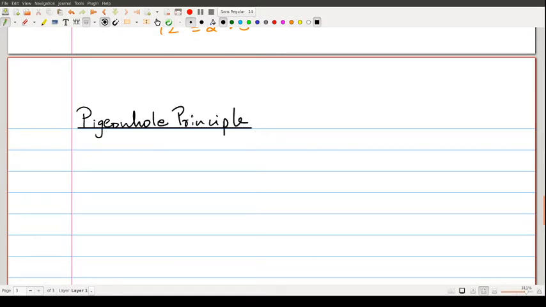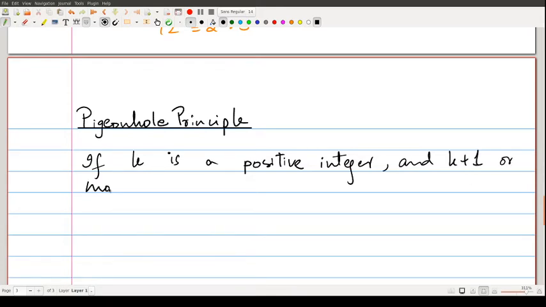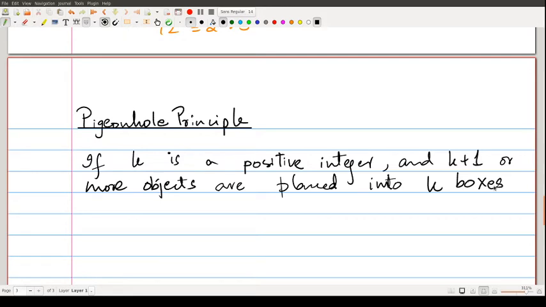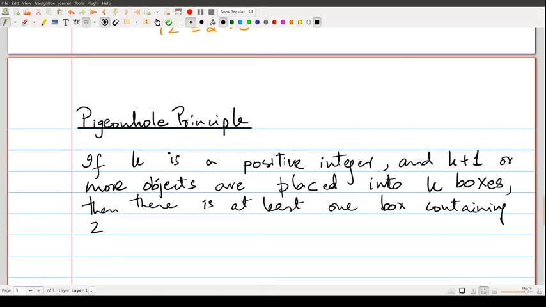And it's very useful in proving some statements. Okay, so here's the statement of the pigeonhole principle. If k is a positive integer and k plus 1 or more objects are placed into k boxes, then there is at least one box containing 2 or more objects.